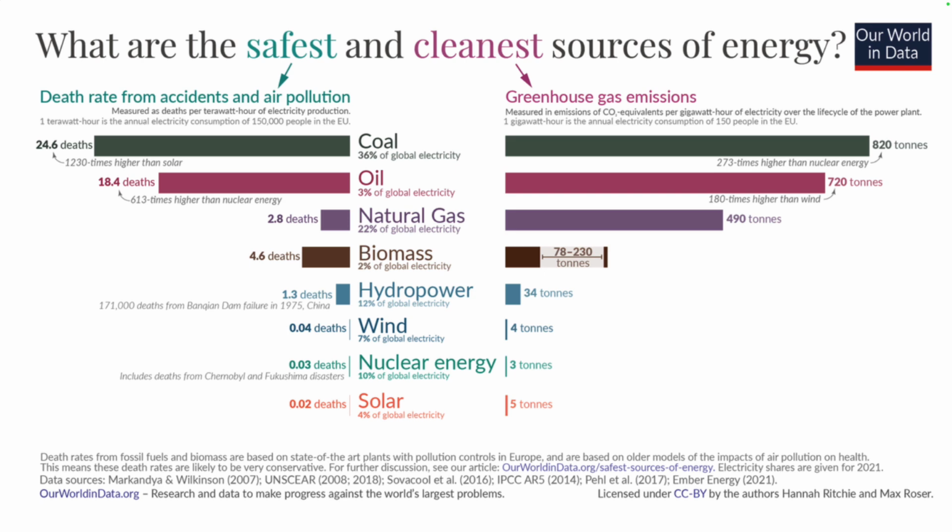Of course, there are lots of other considerations, as we've seen. When looking at death rates from accidents and air pollution and greenhouse gas emissions, it's clear that fossil fuels are both the most dangerous and emit the most greenhouse gases per unit of energy. On the other hand, the energy sources that emit the least amount of carbon dioxide, so solar, nuclear, wind, and hydro, are also the safest in terms of deaths from accidents and air pollution. In summary, both from the human health and climate perspectives, we have to stop relying on fossil fuels.